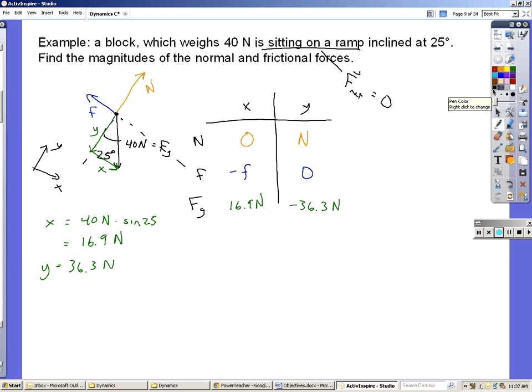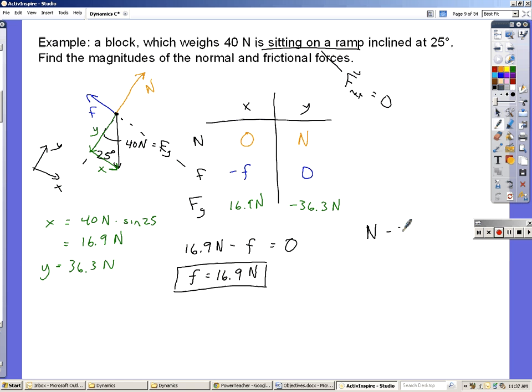Now what we do is we sum all the forces. In the x direction, we have 16.9 newtons minus the friction force. And that has to equal 0 because the block's not moving, which tells us the friction force is equal to 16.9 newtons. And then in the y direction, we have normal force minus 36.3 newtons. That's also equal to 0 because it's not moving. And so we find that the normal force has to equal 36.3 newtons.